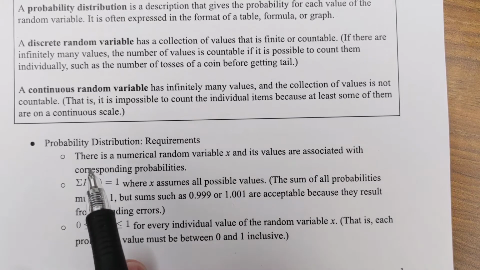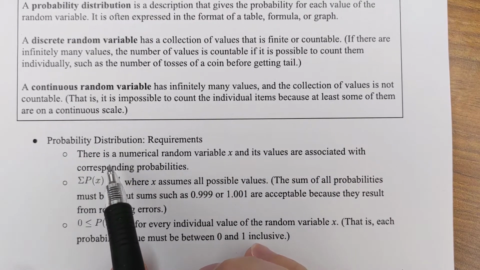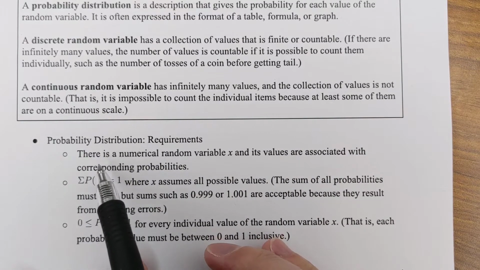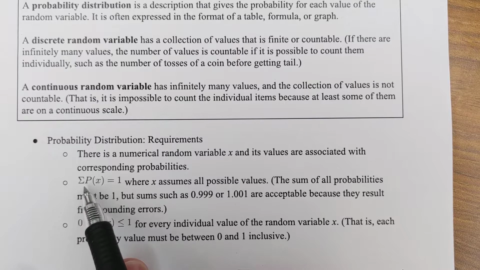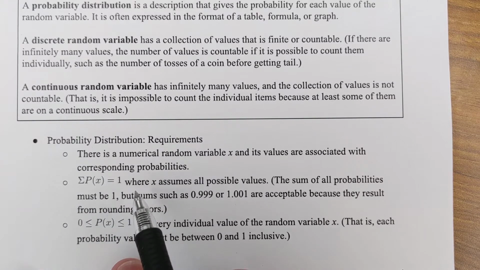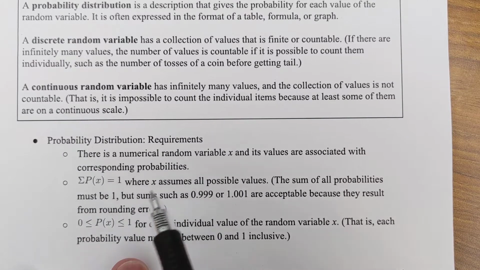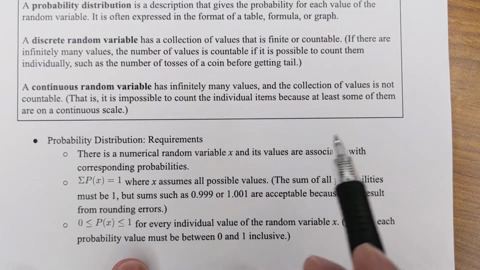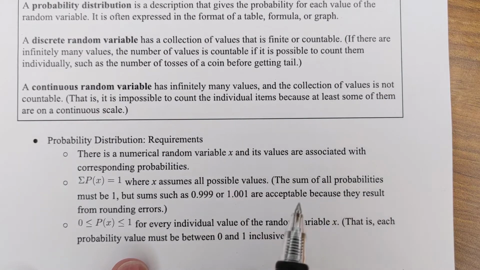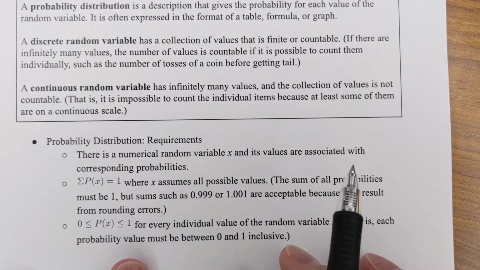All right, probability distributions, the requirements for them. These three things must be true. There's a numerical random variable x, and its values are associated with probabilities. Second rule, the sum of all the probabilities has to be 1, where x assumes all possible values. Now, sometimes you'll get 0.999 or 1.001 simply because we've made some rounding errors, but 2 is definitely not right. 0.5, no. So it needs to be real close to 1.